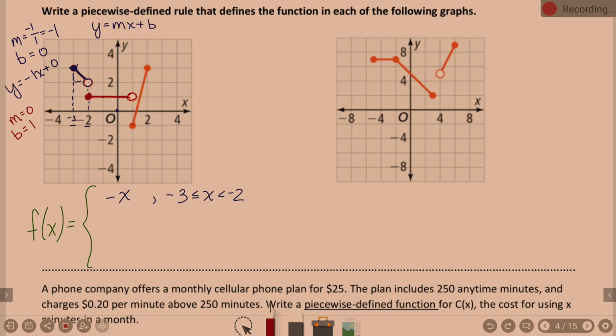How can I write this line? You just write 1. Yeah, because you could say y equals 0x plus 1, but traditionally we just say y equals 1. Well, if f of x already equals the y, it's just the 1 here. Okay, so it's a horizontal line, y equals 1.